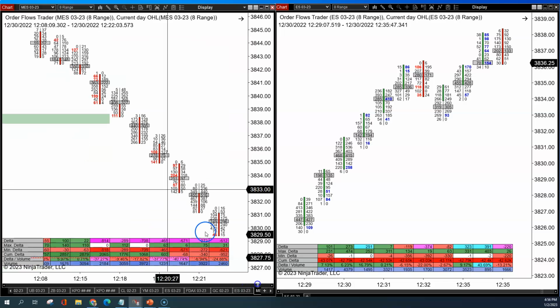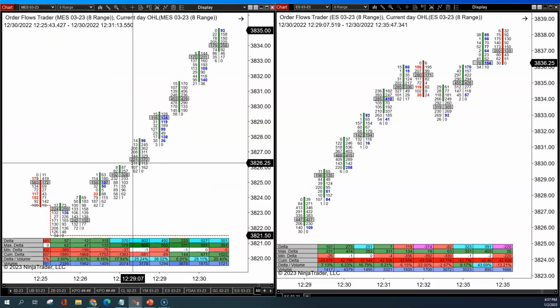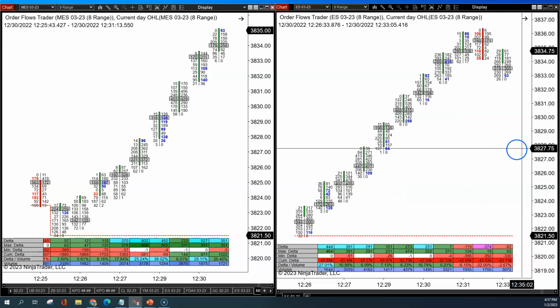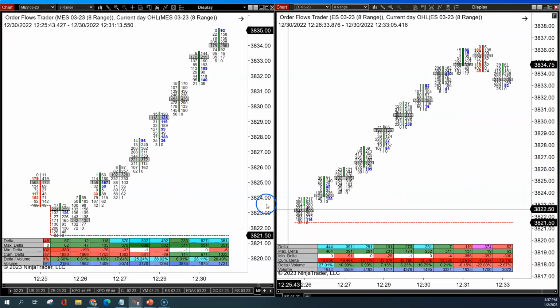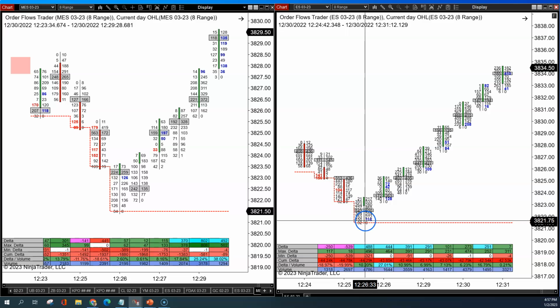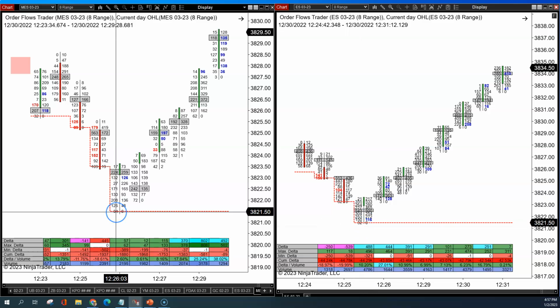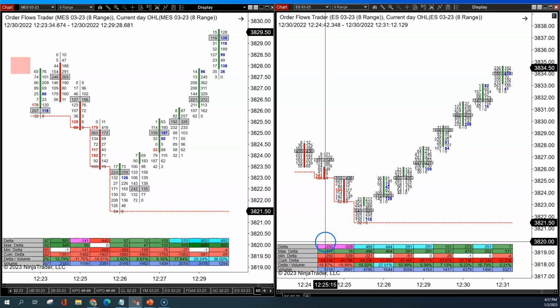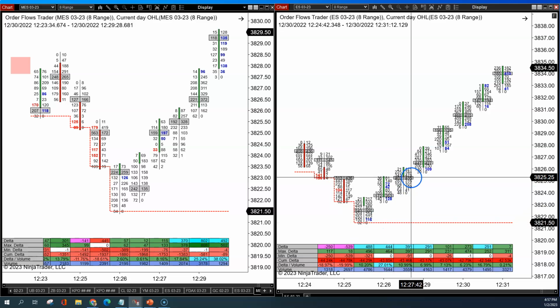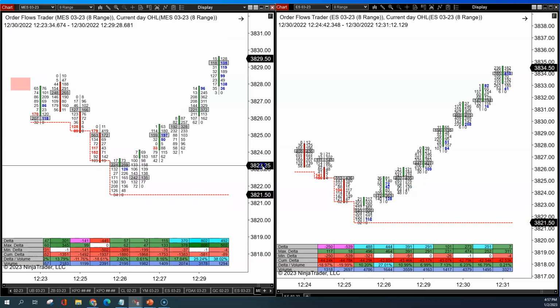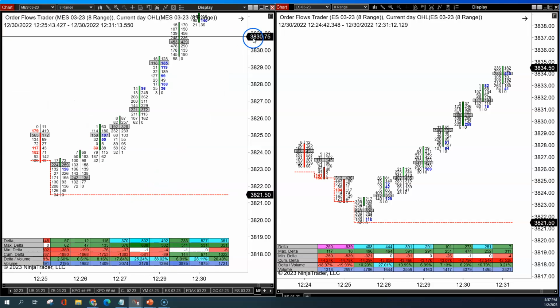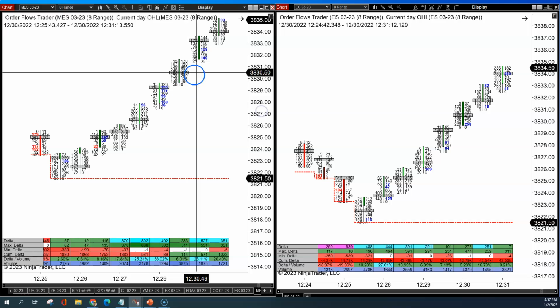So this is an 8-range chart, because what you're going to see is some similar activity here. Again, same but different. At the low, 34 contracts traded in the MES and the bigs 32. Then it started rallying, right? And on this move up, you don't see any stacked imbalances early on.